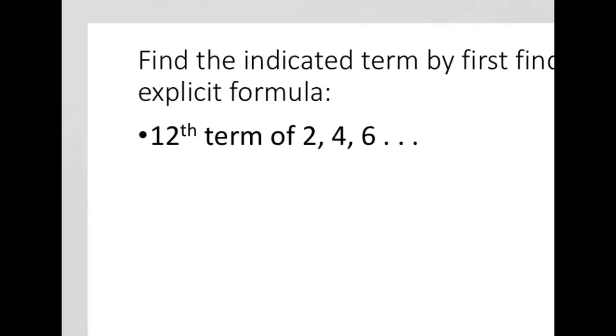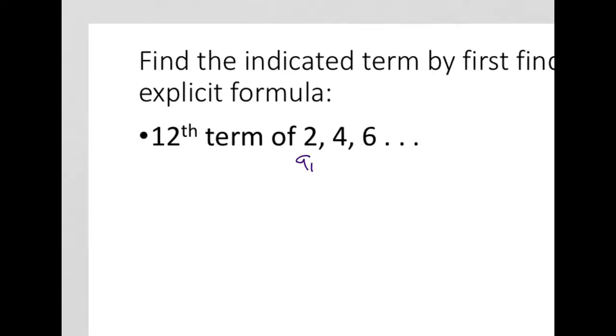Alright, let's talk about it. So what I like to do when I do these problems is I like to write the term number underneath the actual term. So the first term is a sub 1, second term a sub 2, third term a sub 3. Now let's figure out our common difference.